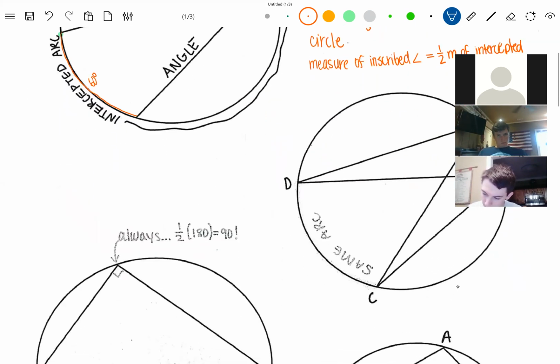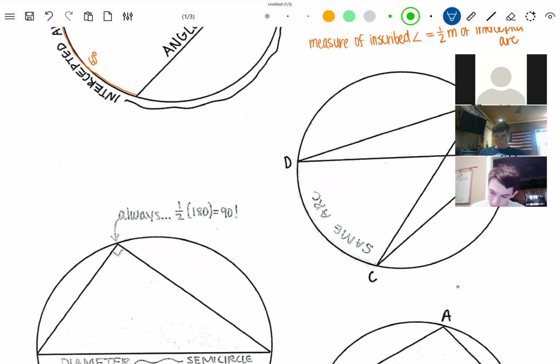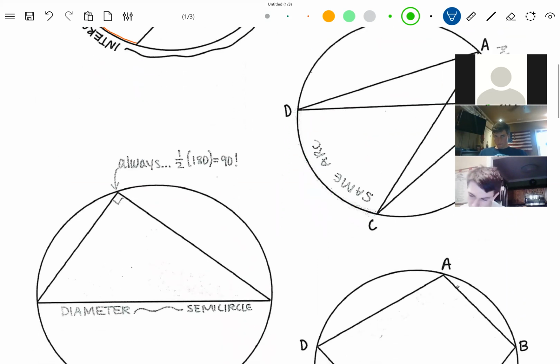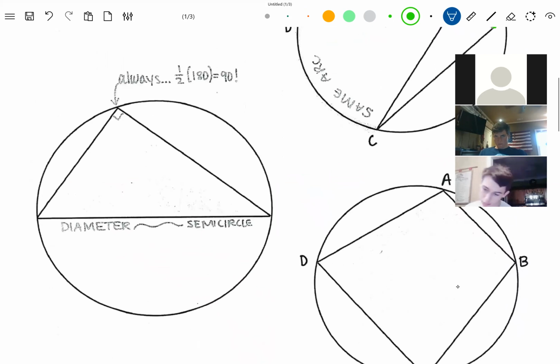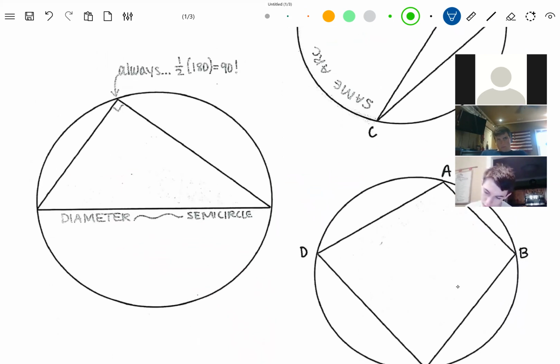If you have two inscribed angles that intercept the exact same arc, then those two angles are congruent. That should make sense because they're both 1/2 of this arc. You can't do 1/2 of the same arc and get two different answers. If an inscribed angle intercepts a semicircle, then that inscribed angle is a right angle, because a semicircle is 180, and 1/2 of that would be 90.